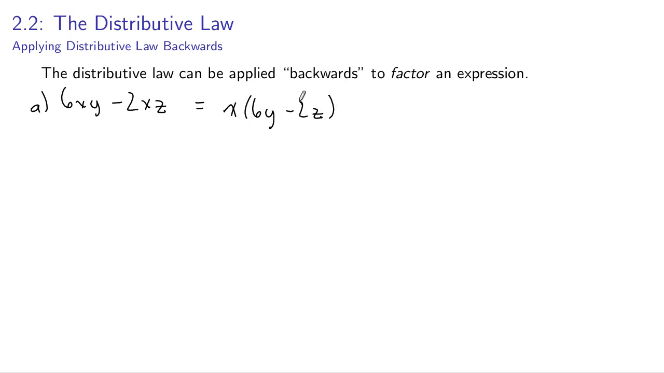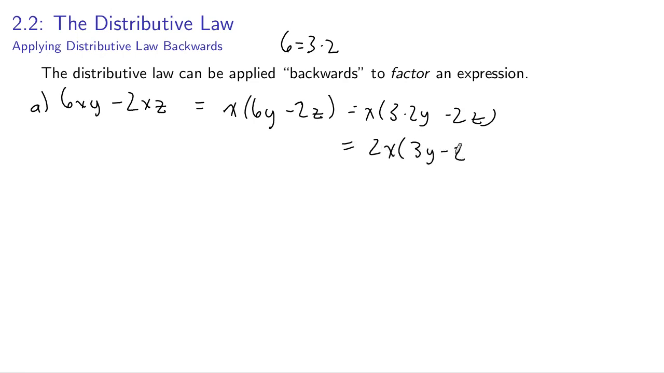But we still have a common factor here. There's a 2 and a 6. 6 is the same as 3 times 2. So we could write x times 3 times 2y minus 2z. And we have this 2 we can pull out to get 2x times 3y minus z.